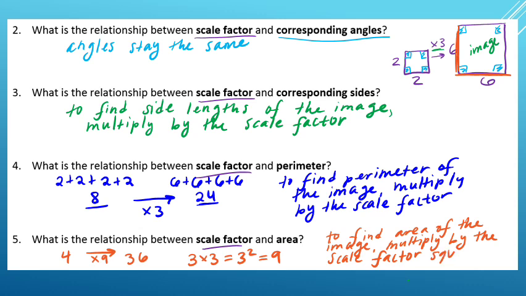So again, that doesn't mean I'm multiplying 3 times 2. That means I'm multiplying 3 squared, 3 times 3 to make the 9. Because again, if you think about area, I'm making one side 3 times bigger and then the other side 3 times bigger.